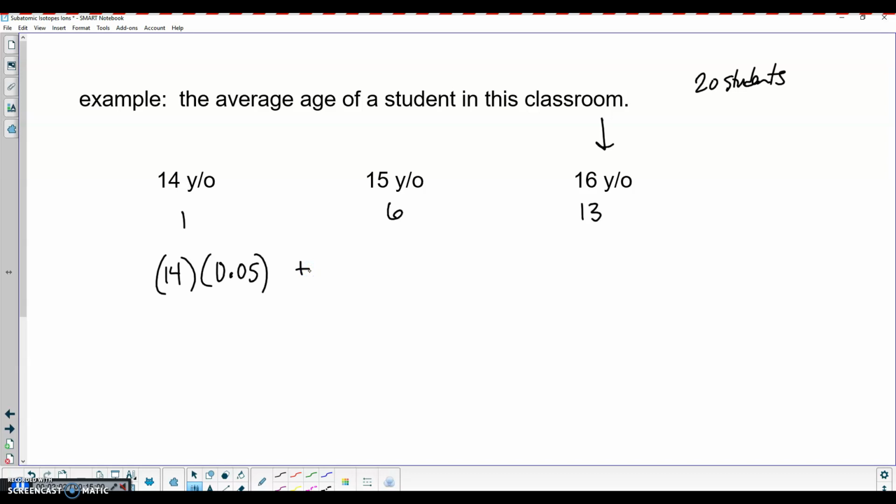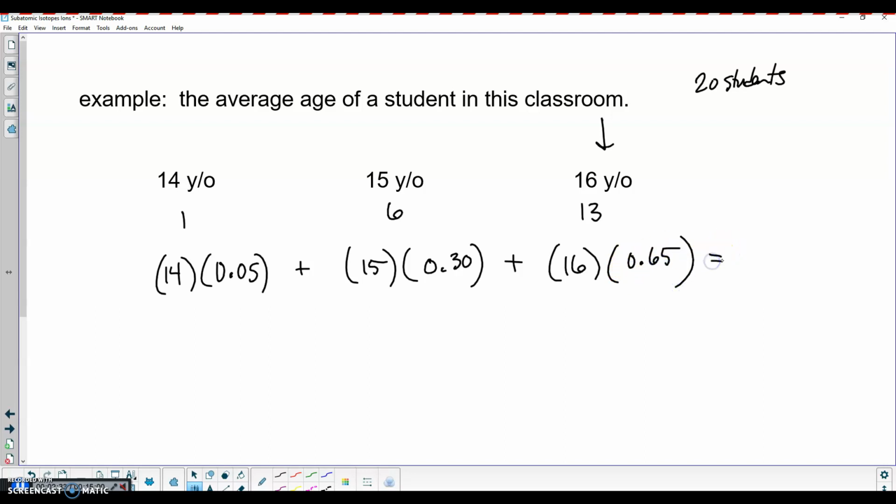And then the 15-year-olds, there are 6 of you. 6 divided by 20 times 100 is 30%. When you convert a percent, you have to move the decimal over 2 places to the left, so it's going to be 0.30. And then the 16-year-olds, we said there were 13 of you. 13 divided by 20 times 100 is 65%, so that's going to give me 0.65.